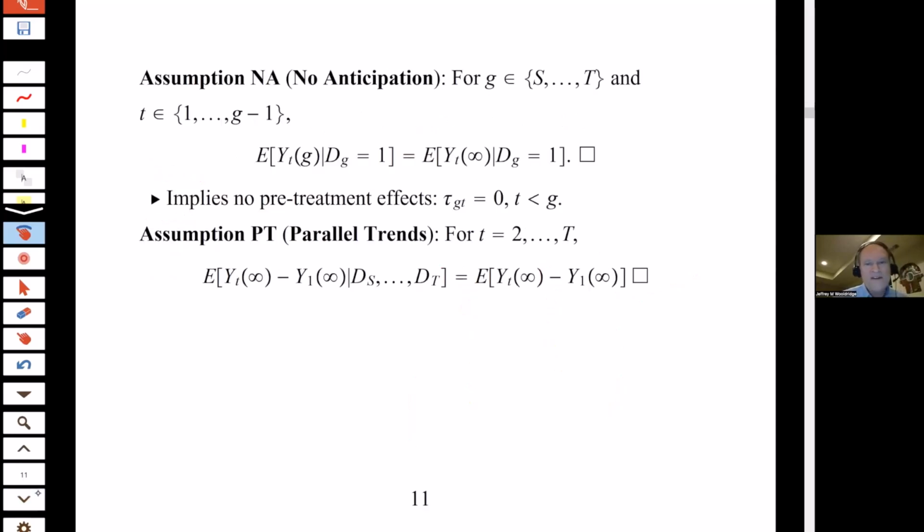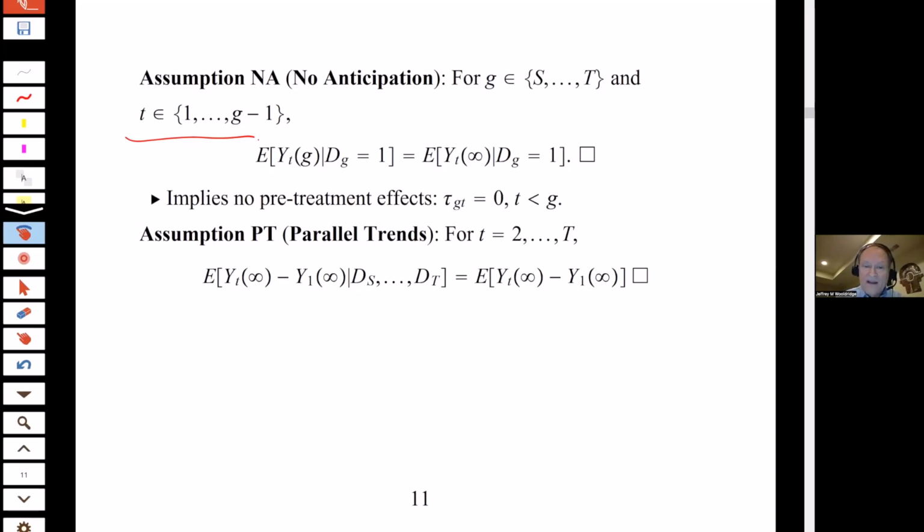Then the assumptions. This is the no anticipation assumption, and it says that essentially the pre-treatment effects are equal to zero. So we are going to estimate the real treatment effects where we actually have some treated units under the assumption that there's no anticipation, so that there are no systematic differences in the potential outcomes before the treatment actually occurs. If this is a problem, I'll hold off on that and talk about it at the end if I have time.